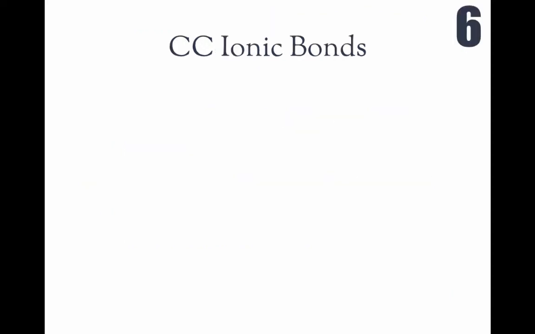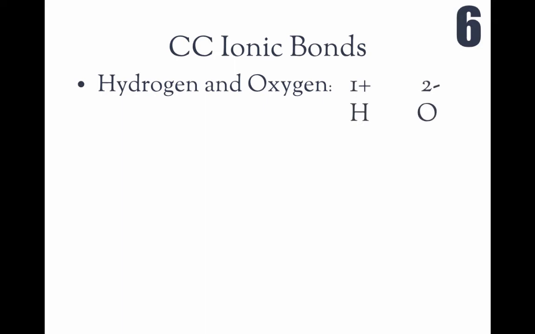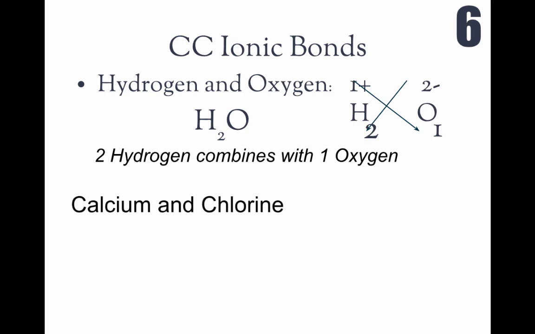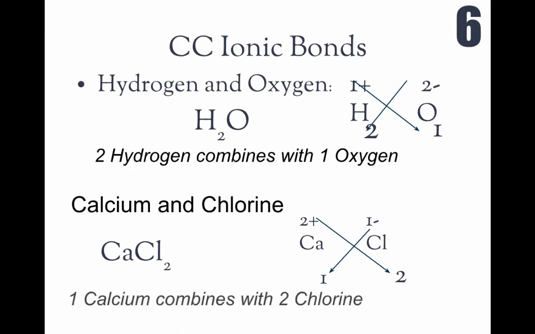Okay, these are crisscross ionic bonds. Hydrogen and oxygen, remember, hydrogen is a 1 positive, oxygen is a 2 negative. The 2 comes down, the 1 comes down to make H2O because 2 hydrogen combine with 1 oxygen. If we combine calcium and chlorine, calcium is Ca, 2 positive, chlorine is Cl, 1 negative. They crisscross again, 1 comes down, 2 comes down, making CaCl2. 1 calcium combines with 2 chlorine.